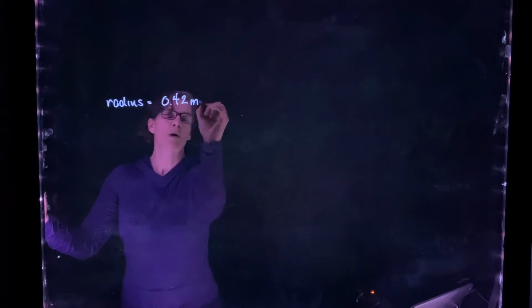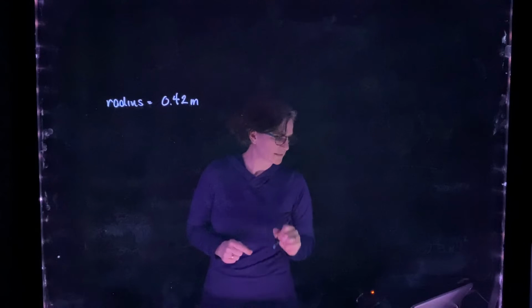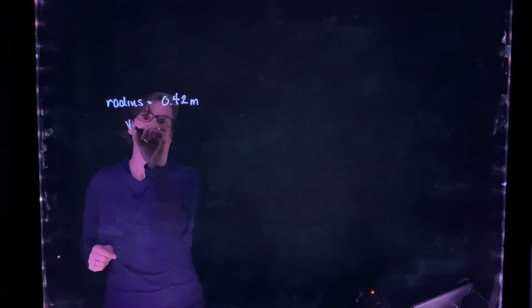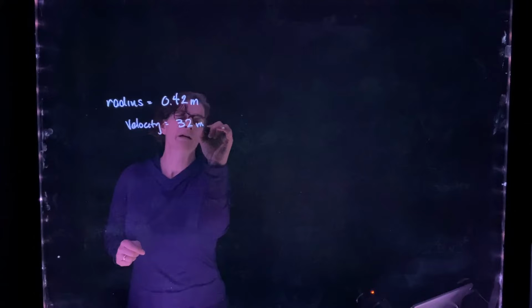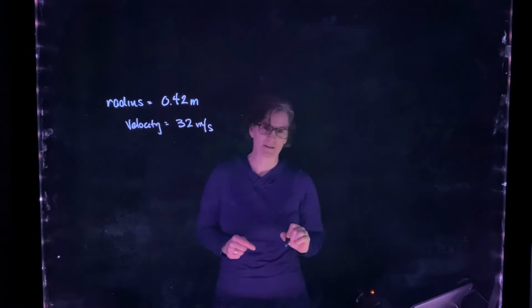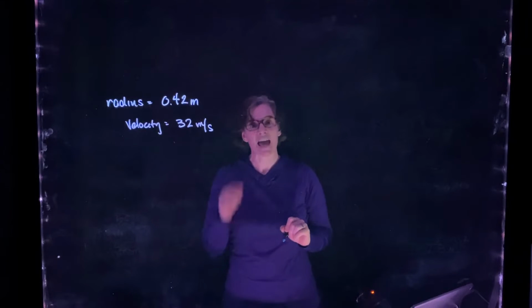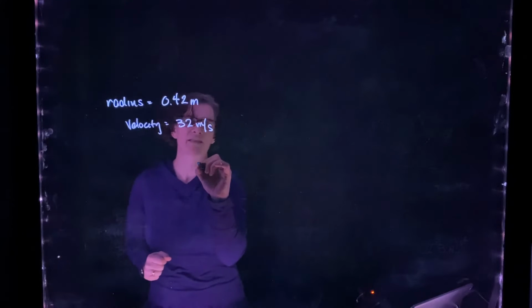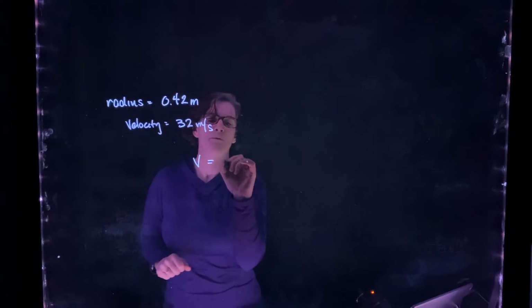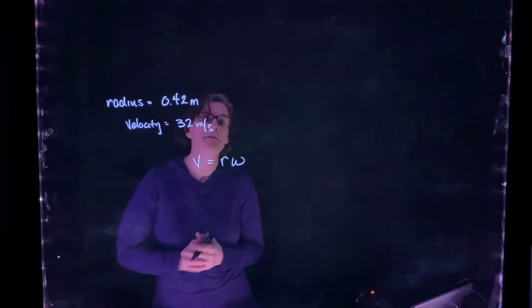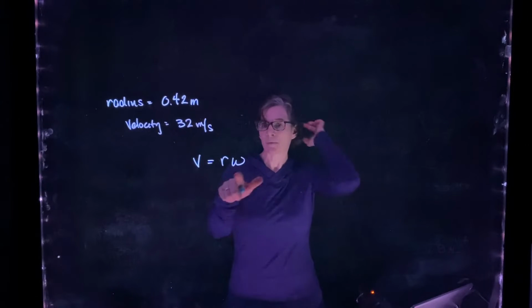All right, so we know the radius of the tire is equal to 0.42 meters. And we're told that the velocity of the truck is equal to 32 meters per second. That tells us we want to remember that the linear velocity is equal to the radius times my angular velocity. And I want my angular velocity.